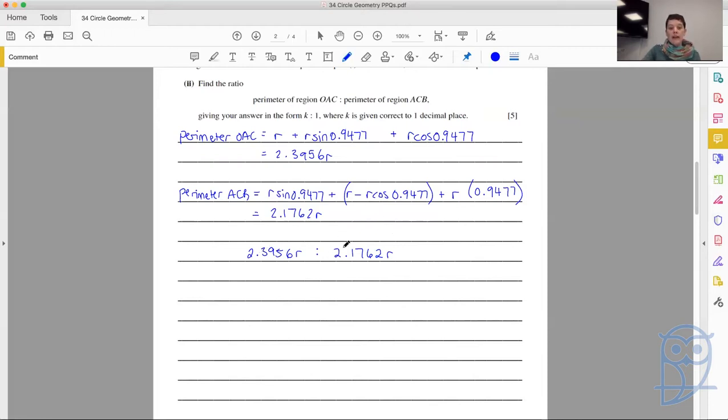Okay, they wanted K is to 1. So we're going to divide through by 2.1762, and we get, as expected, 1 on the right-hand side. 2.3956 divided by 2.1762, then to 1 decimal place, so just 1.1. So our final ratio is 1.1 to 1. So again, we're just working systematically through using all the information in the question.